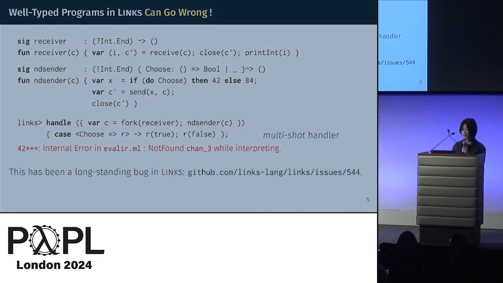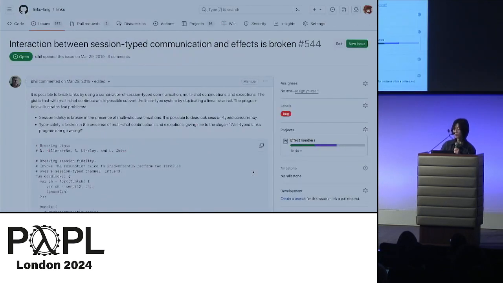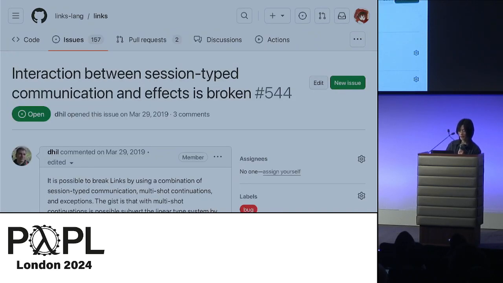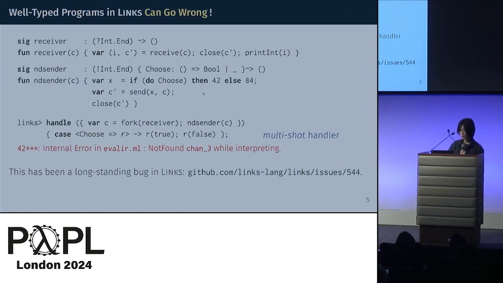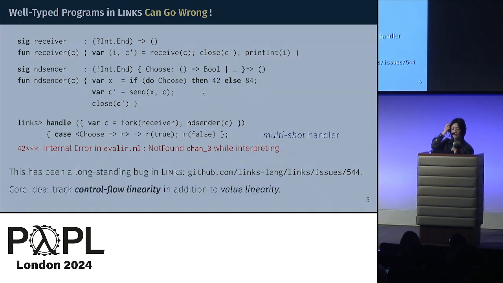So this has been a long-standing bug in Links. It is first mentioned in this issue, opened in 2019 by Daniel. And so we want to fix this by tracking a new notion of linearity called control flow linearity.